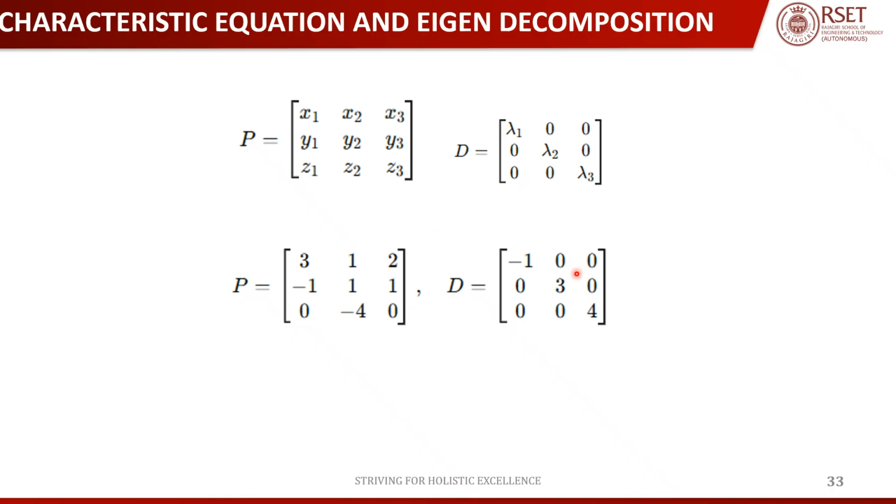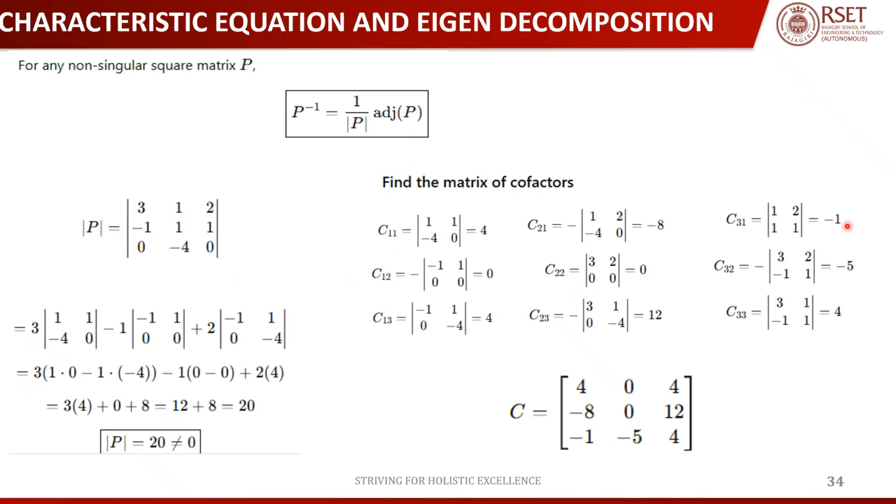Now we have P and D. Now our aim is to find P inverse. You know P inverse is given by 1 by determinant of P into adjoint of P. So we'll first find the determinant of P. We have the matrix here, and you know how to find the determinant: 3 into the determinant of this particular matrix, minus 1 into the determinant of negative 1, 1, 0, 0, plus 2 into the determinant of this particular matrix, negative 1, 1, 0, negative 4. Then simplify it, and we get the determinant of P to be equal to 20, and since it's not equal to 0, this P is invertible.